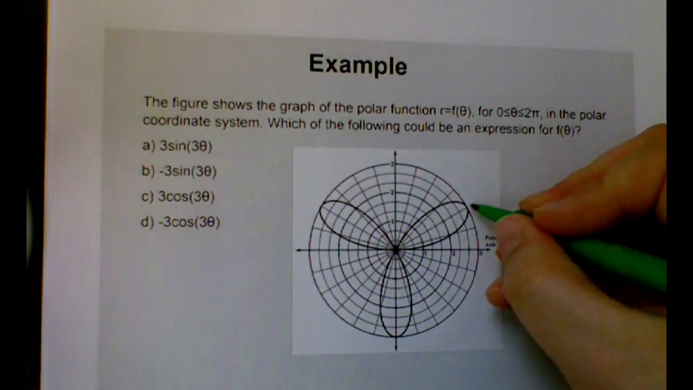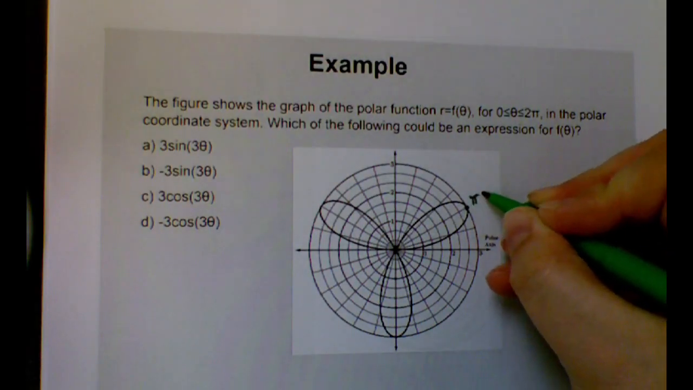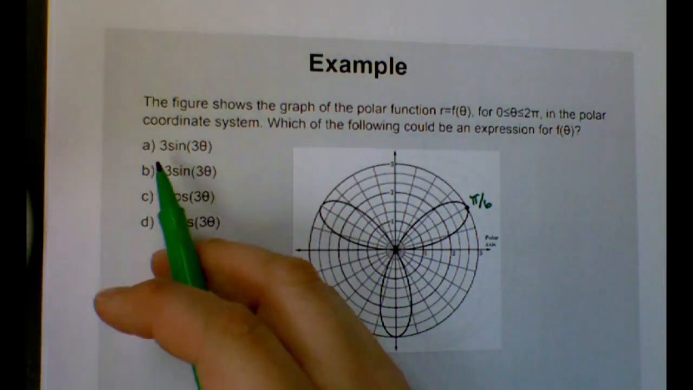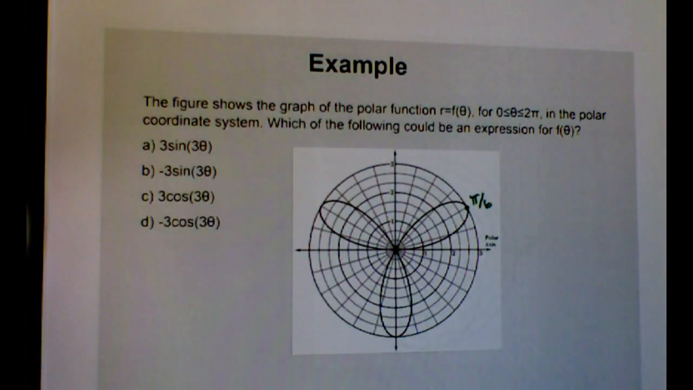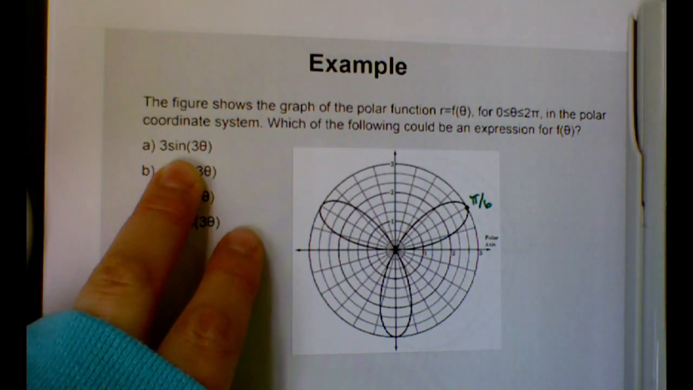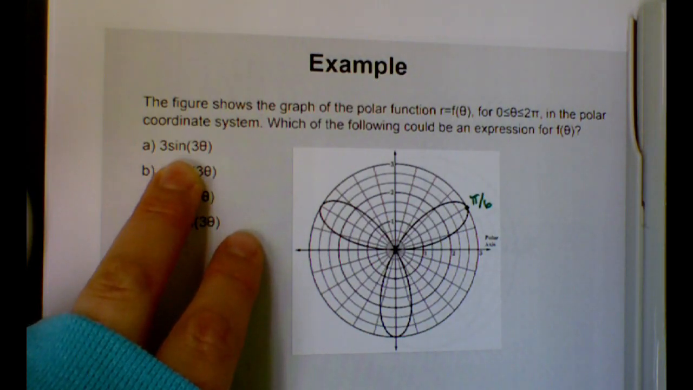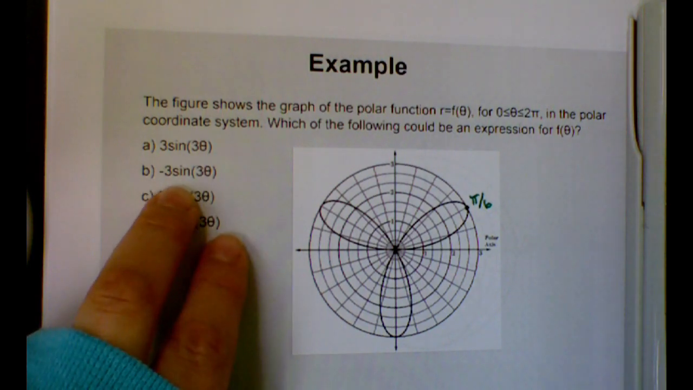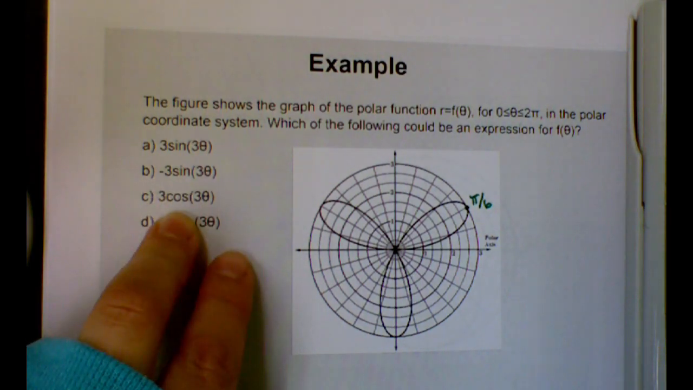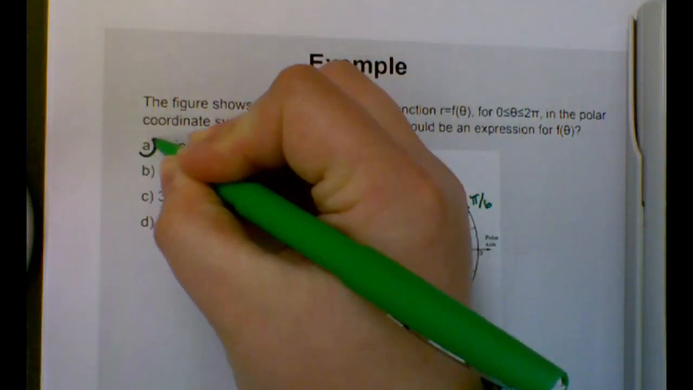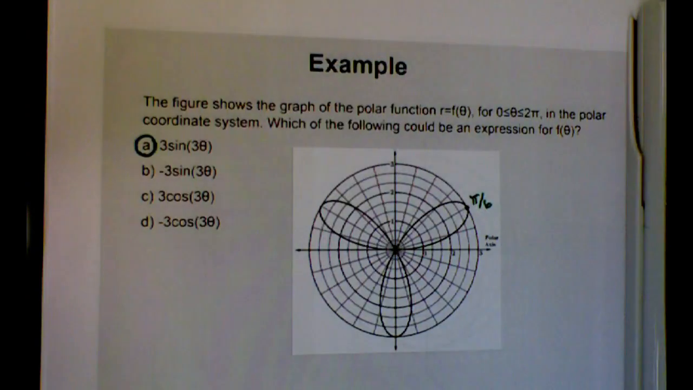But looking at this, I can see that right here, this will be pi over 6, and it should have a y value of 3. So I say, all right, 3 times the sine of 3 times pi over 6. In my calculator, that says 3. So that one's still on the table. The second one won't say 3. Third one won't be 3. Fourth one won't be 3. I only had to check 1 point, and I know the answer is A.